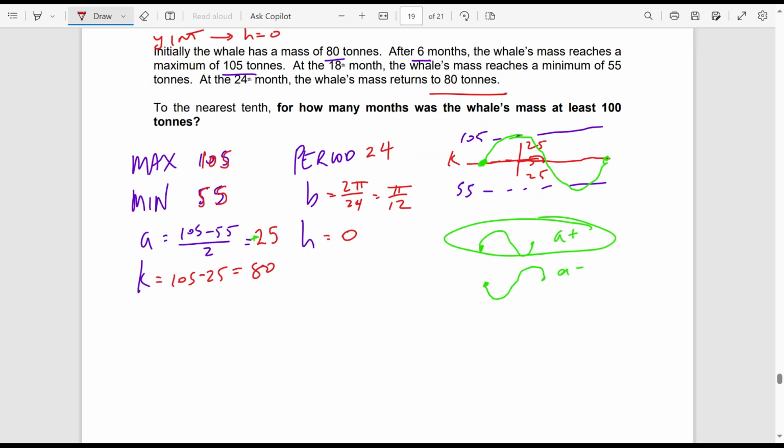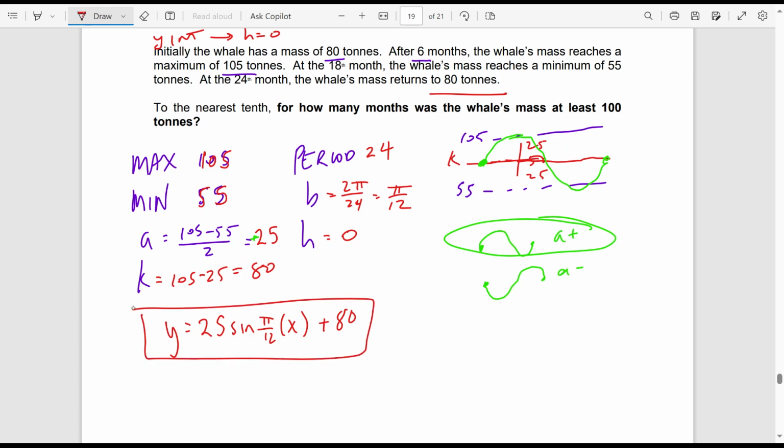So all this was just to decode and now get the rule. Let's zoom back in here. So y is equal to positive 25 sine pi over 12 x minus 0, or just x, and then plus 80. So that is the rule that we can identify.